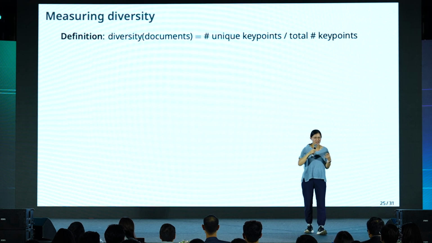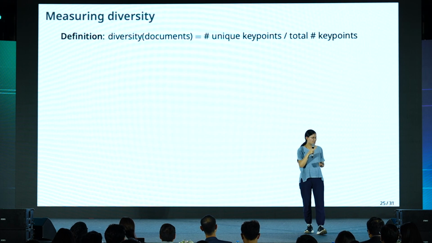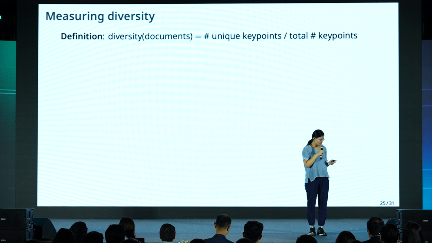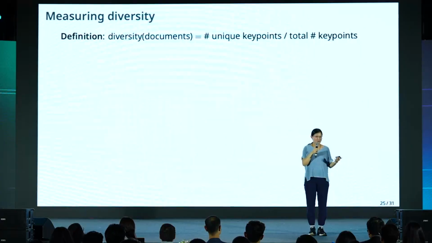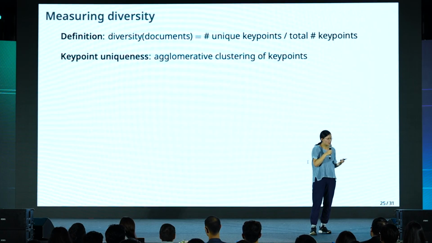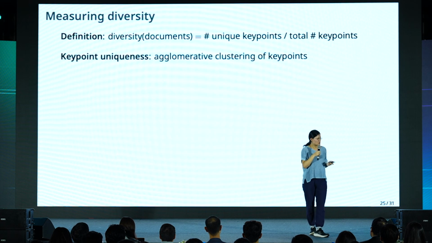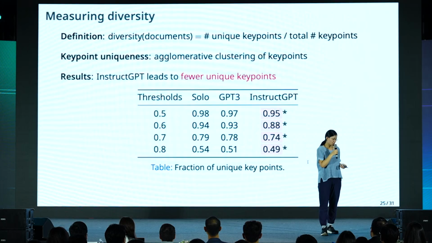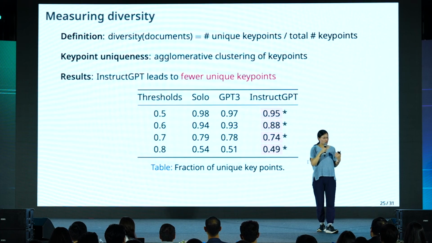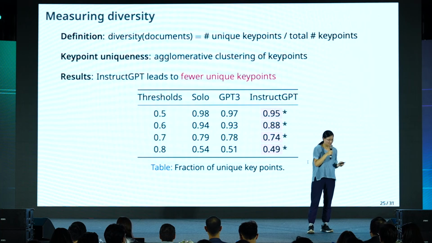And next, we also look at its impact on overall diversity, where diversity is defined by the number of unique key points divided by the total number of key points. The intuition is that we want to see if the number of arguments or points people are making would be reduced because of the influence of these language models. To measure whether two key points are equivalent, we use agglomerative clustering, so key points put into one cluster would be equivalent to each other. What we see is that across all the different thresholds for clustering, writing with instructed GPT consistently reduces the fraction of unique key points, meaning that people are making fewer unique arguments when they're writing with these aligned language models.